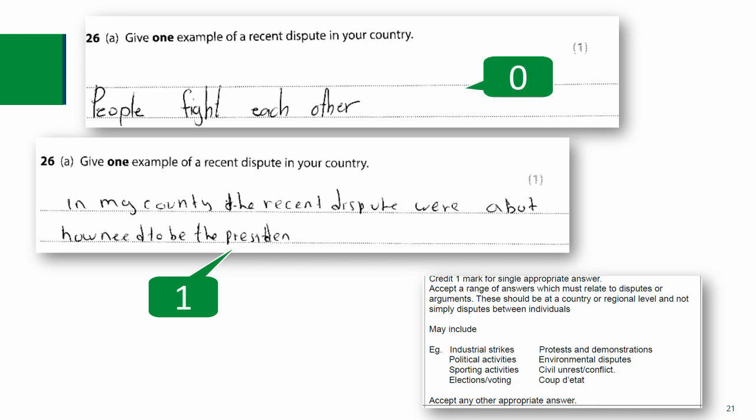In contrast, this second example here was thought to be too unclear. It's not really an example, it's a general idea that there will be disputes if people fight each other. In many ways, it's a restating of the question using a synonym. Give one example of a recent fight in your country. People fight. It just wasn't enough provided here for a mark to be awarded, sadly.